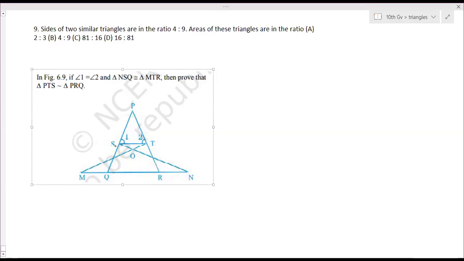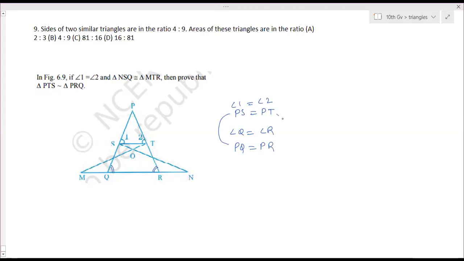Yes, ma'am. Angle Q is equal to angle R by CPCT. So if angle Q and angle R are equal, then PQ is equal to PR. Angle 1 and 2 are equal, so therefore PT is equal to PS. PS is equal to PT when angle 1 is equal to angle 2. Angle Q is equal to angle R. So therefore PQ is equal to PR.